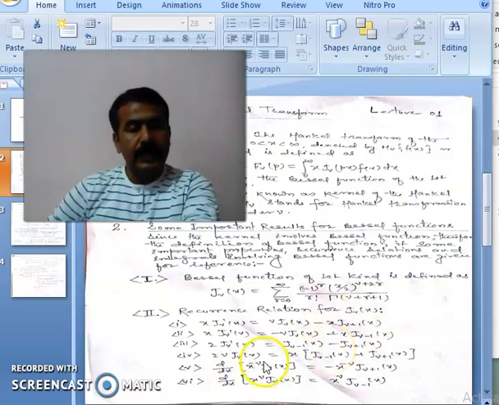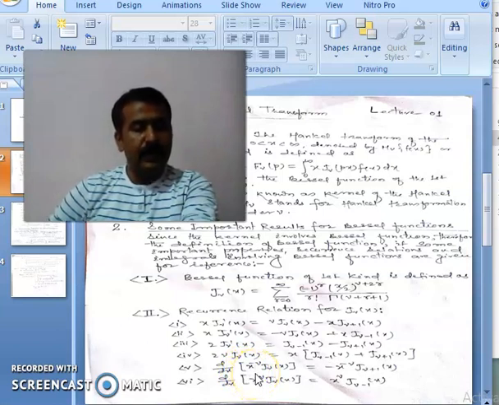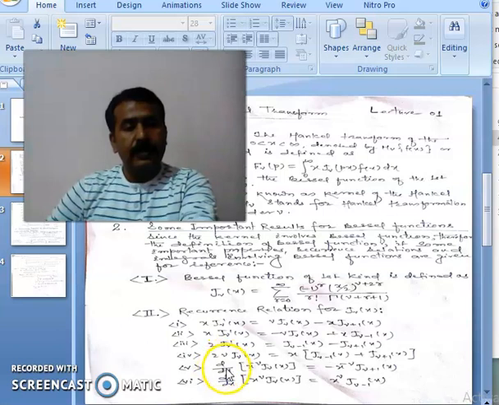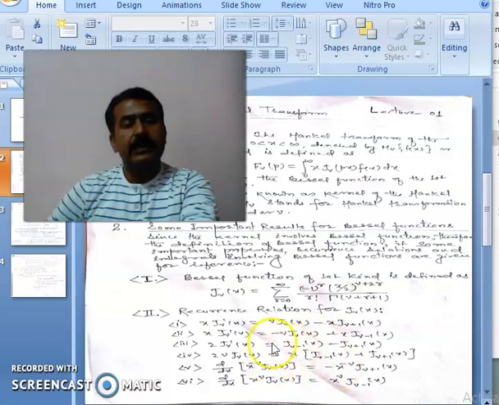Now fifth is d by dx of x to the power minus v J_v(x) equals minus x to the power minus v J_(v+1)(x). So this is the fifth recurrence relation for Bessel's function. Now the last one: d by dx of x to the power v J_v(x) equals x to the power v J_(v-1)(x). So this is the sixth recurrence relation of the Bessel's function.